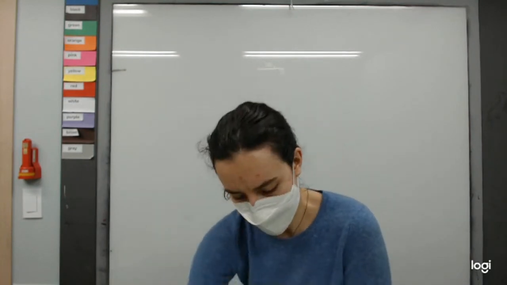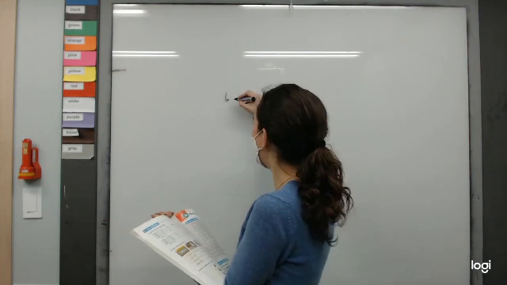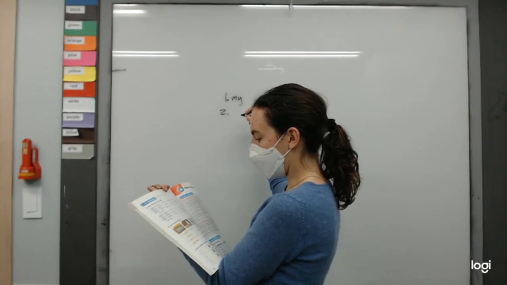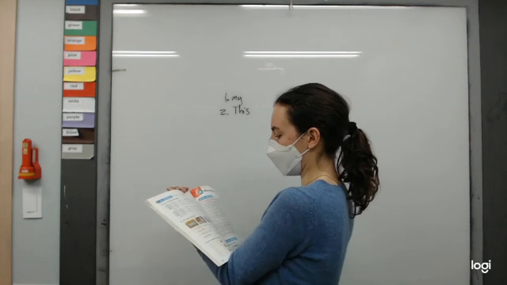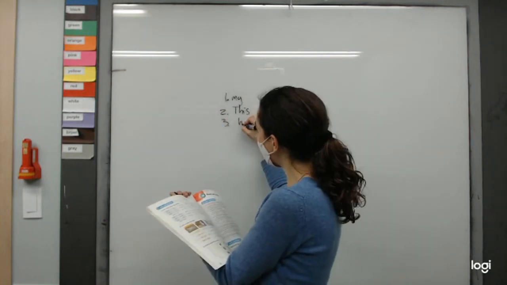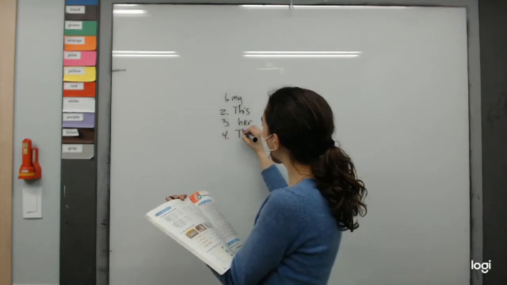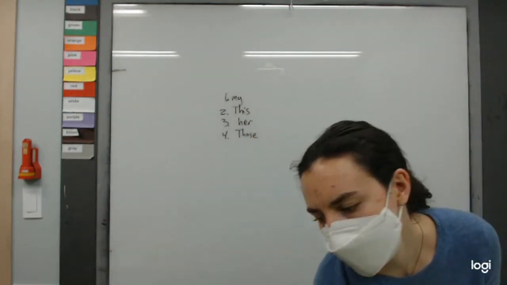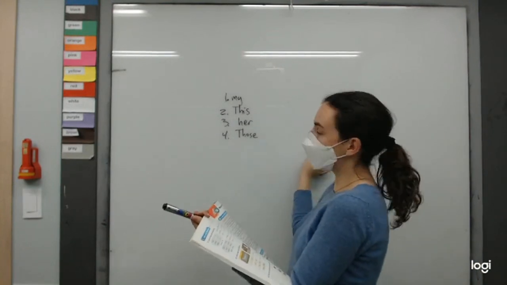Okay? Okay. Number 1, they are my rulers. Number 2, this actually, because close, is the cat's toy. Number 3, that is her dress. And number 4, those, because many, are the women's shoes. Okay. Again, pause to check your answers.